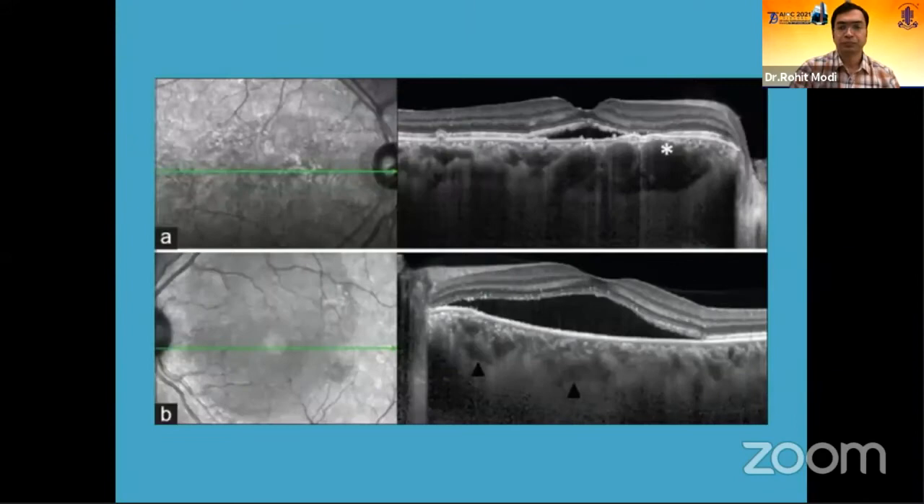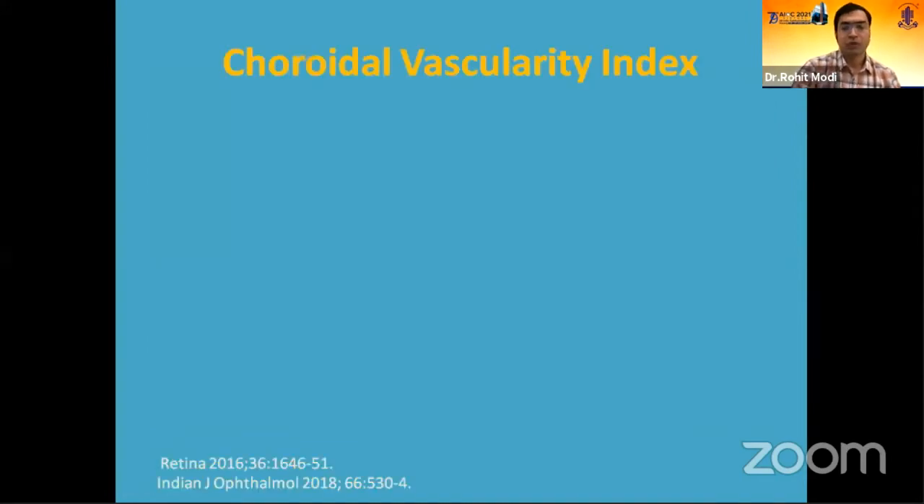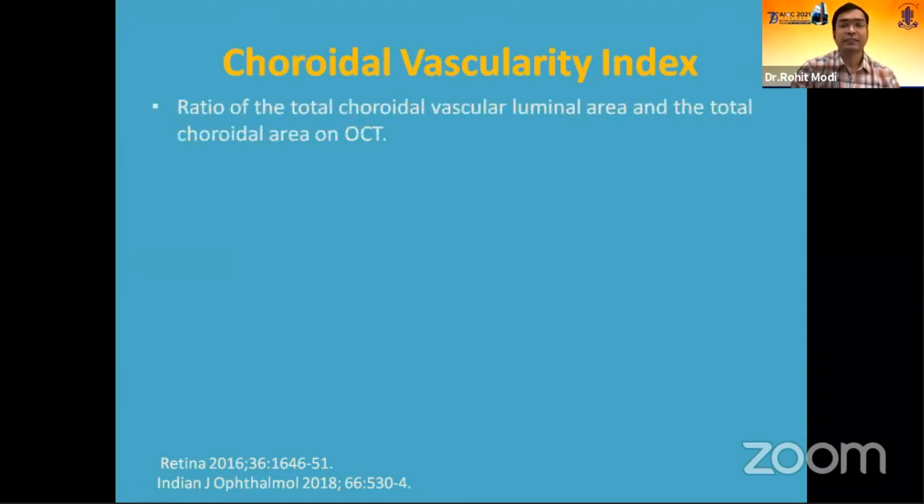any recurrence. Here we can see a diffuse choroidal thickening with thinning of the choriocapillaris layers, and here we can see a focal increase in the choroidal thickness. Another important marker is the choroidal vascularity index. It's basically the ratio of the total choroidal vascular luminal area and the total choroidal area on OCT.